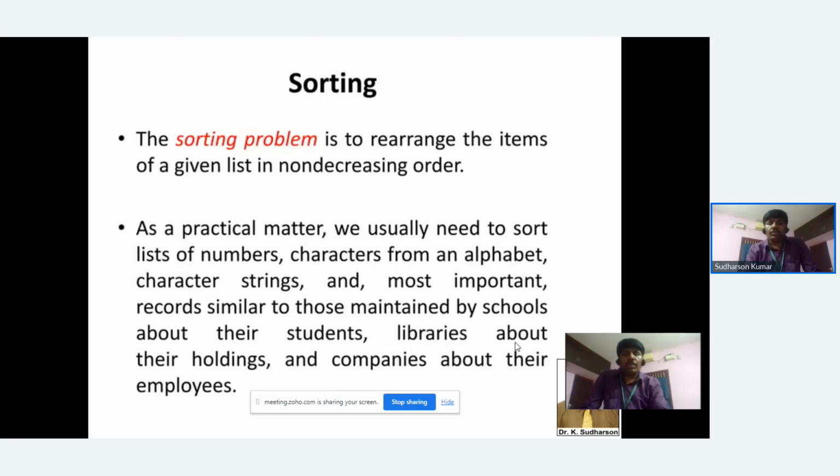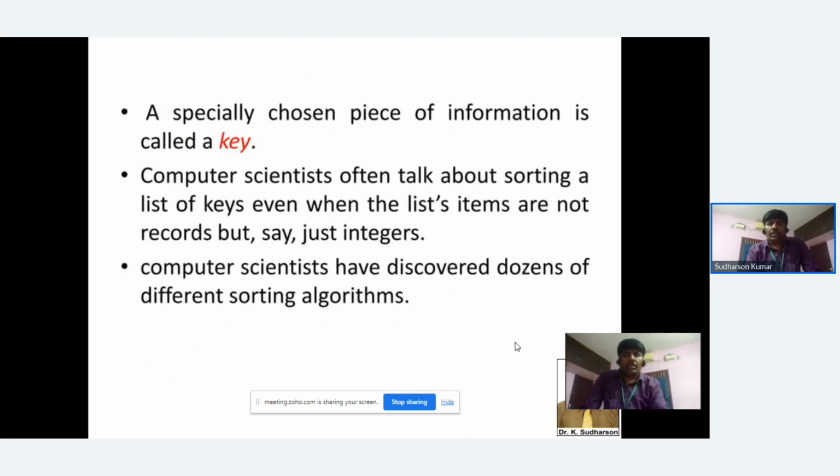Sorting problem: string sorting and numeric sorting. It means rearranging the items in either decreasing or ascending order. So this is the sorting type of problem. We can sort with the help of a key or any other value. So using a key, we can sort the items.